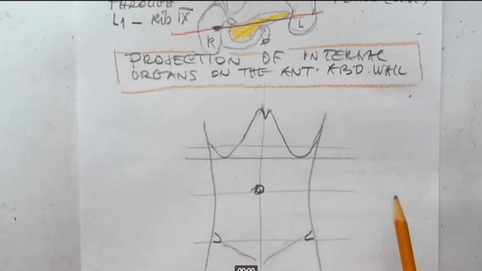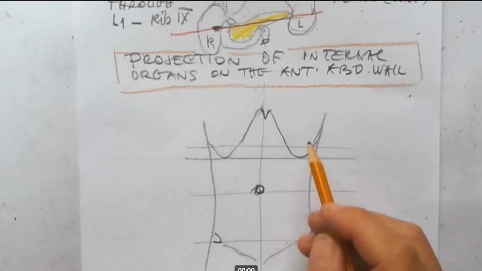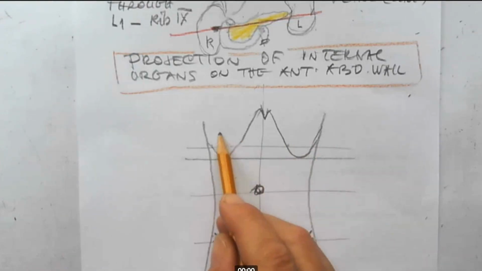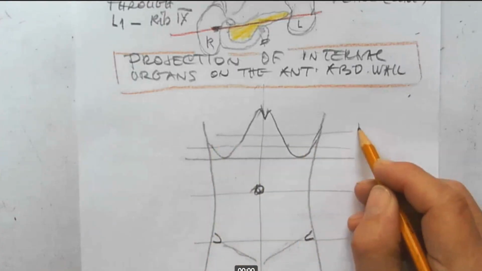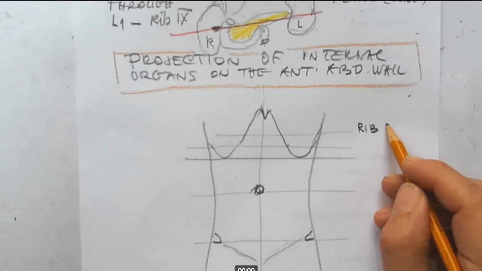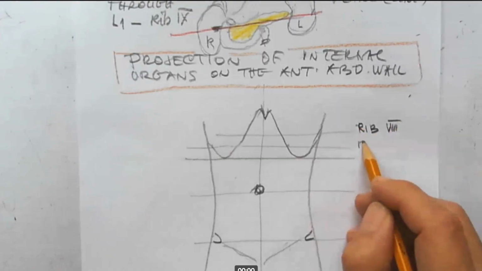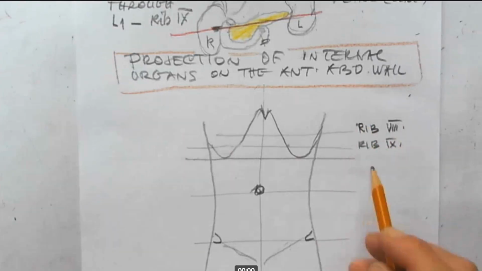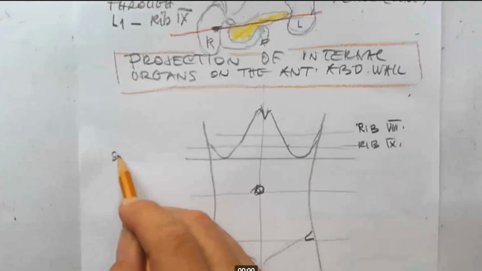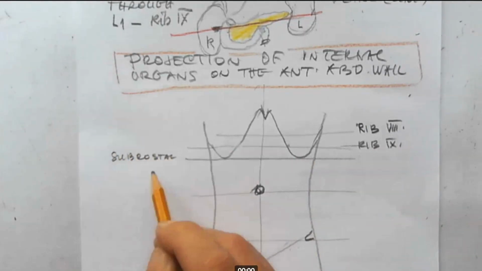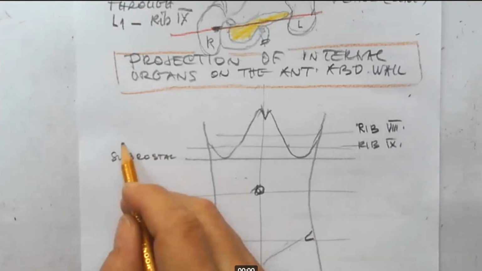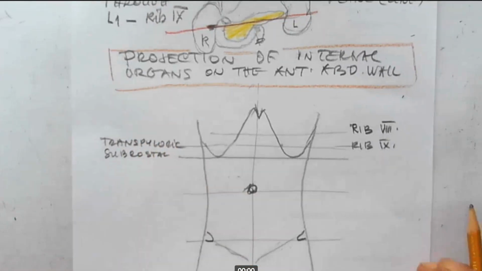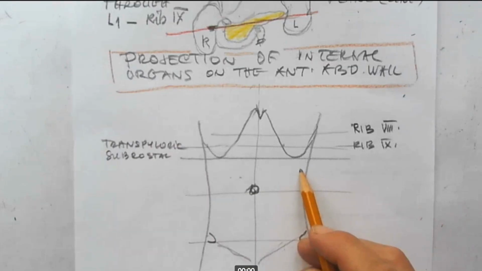And then subcostal line, then we need, this is the rib number 9, and here would be rib number 8. So rib 8, rib 9, then rib 9 means transpyloric. This is subcostal. We can add subcostal, then transpyloric, correct. And drawing now the organs.